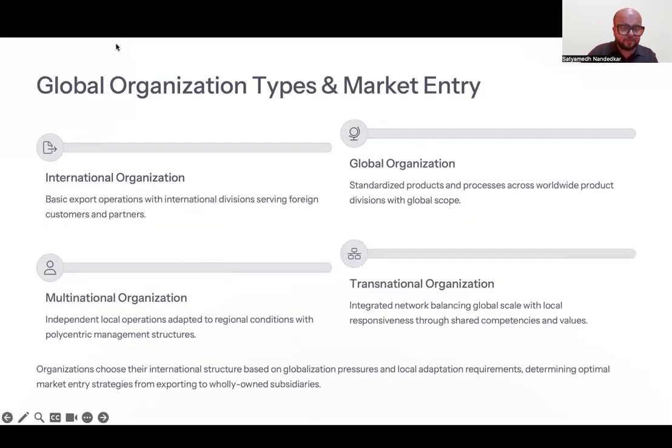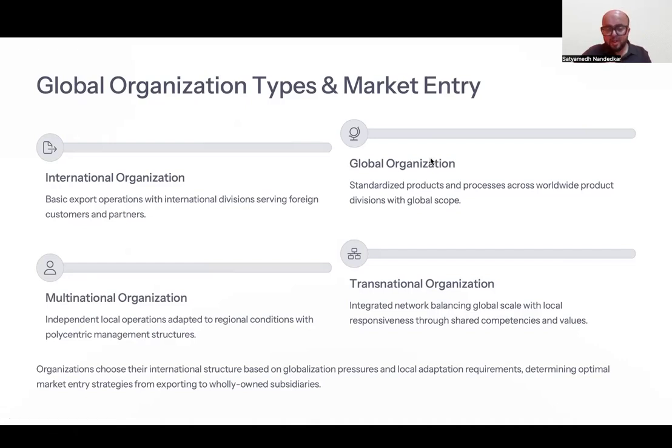Okay, and global organization type and market entry. So let's look at how companies structure themselves globally. International organizations, export based models, for example, a small manufacturer in India selling through foreign distributors. The distributors will naturally have to be given a cut.